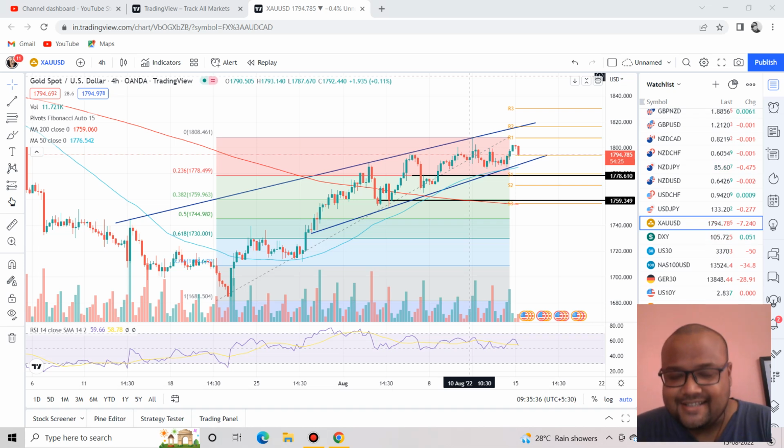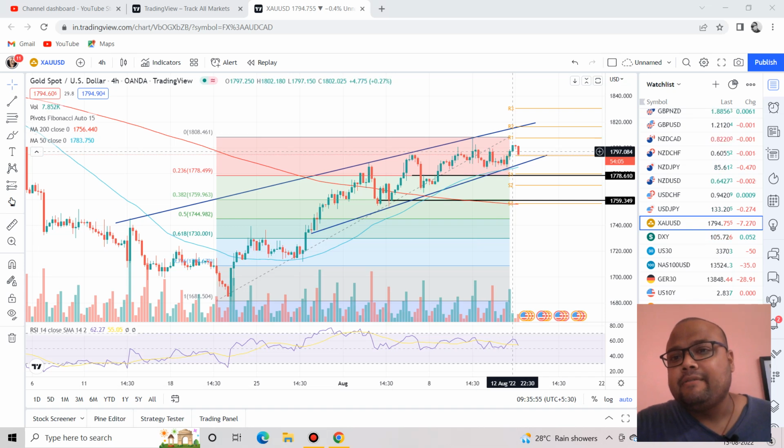So let's get started. This is a 4-hour chart of gold USD in front of us, and as you can see, after the market opening, we are seeing a normal, typical Monday market where there is not much volatility, just some sort of correction going on. And right now the market is standing at 1794.